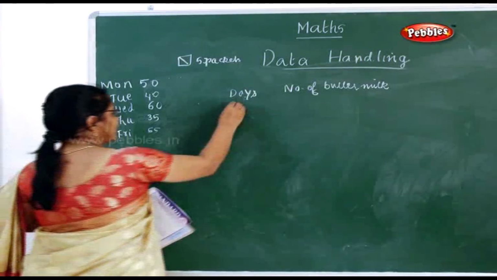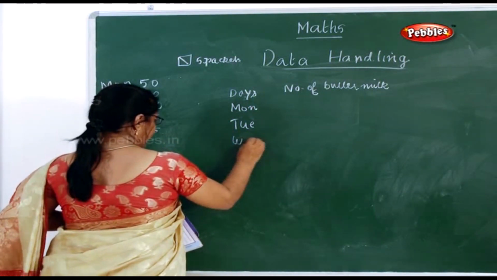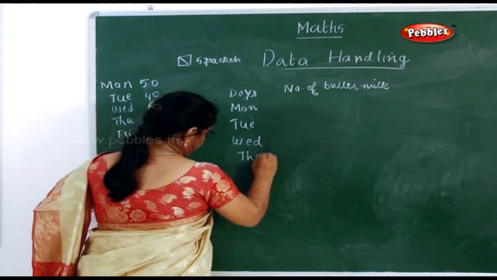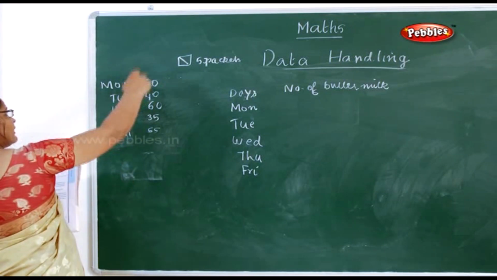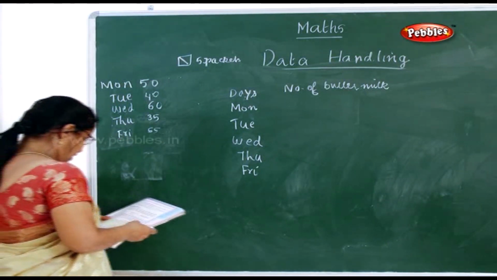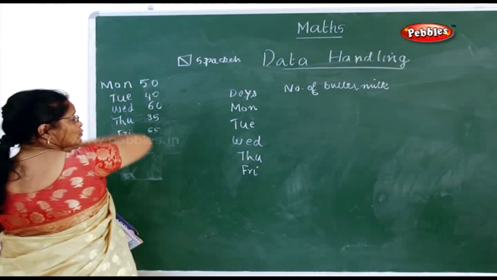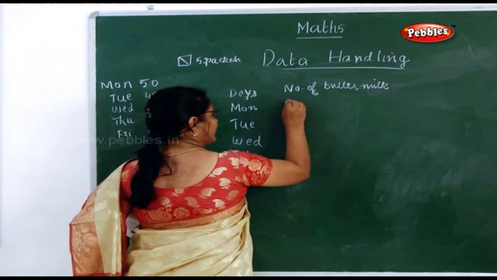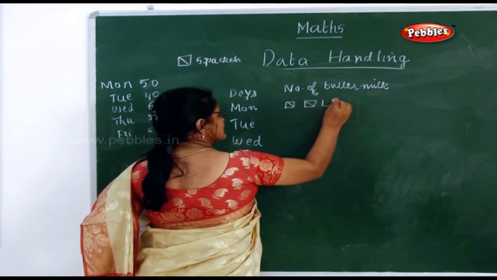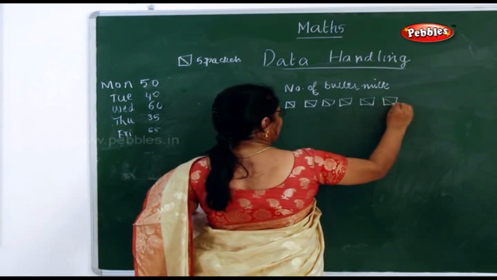Now what is Monday? Then Tuesday, then Wednesday, then Thursday, then Friday. Now you tell me, Monday how many were there? 50. Monday it was 50. I told you 1 picture represents 5, so how many packets do I have to draw here? You have to draw 10, because 10 fives are 50. This is how you draw the pictograph.